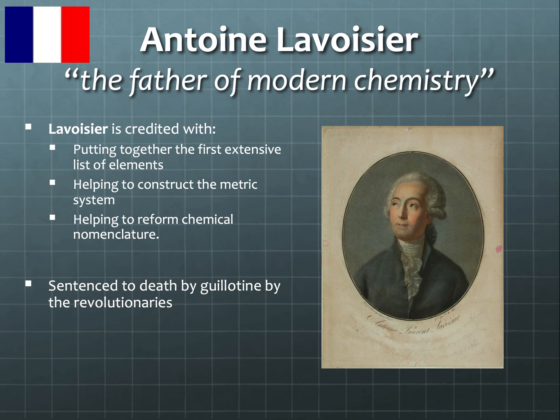Lavoisier was also credited with a few other things. He put together the first extensive list of elements. He helped construct the metric system. He helped reform chemical nomenclature, which is essentially how we name chemicals. And he was sentenced to death by guillotine by the revolutionaries.